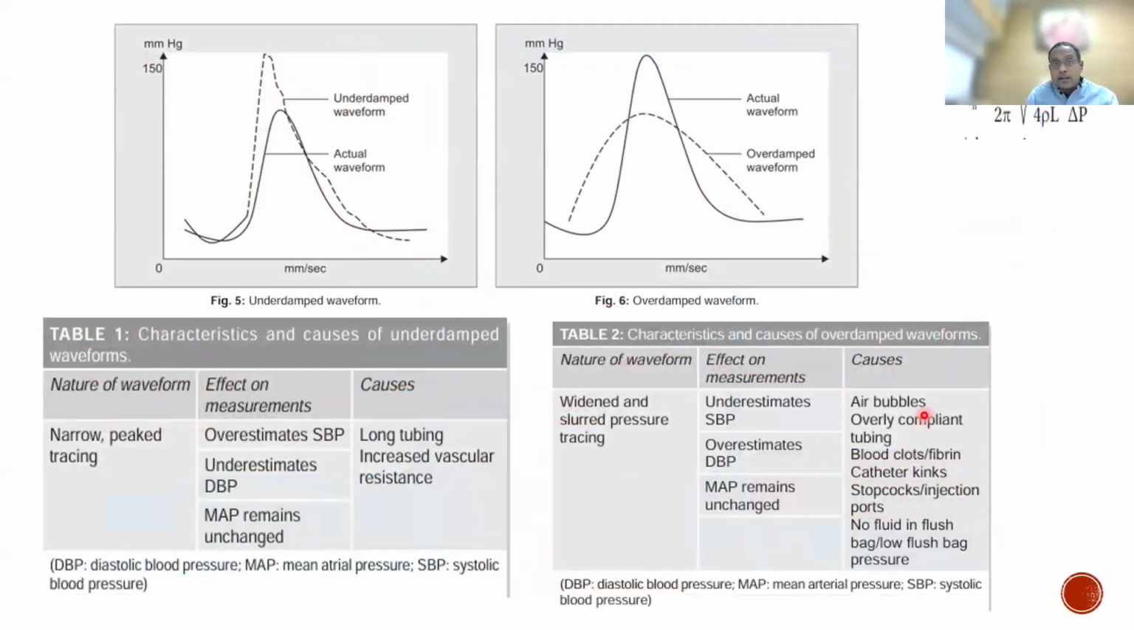Why the system is underdamped or overdamped, we'll see how we check the damping coefficient, how we'll check whether the system is working fine. But what is an overdamped or underdamped system? In an underdamped system, the systolic pressure will be high, the diastolic pressure will be low, the waveform will be narrow and peaked, while the mean arterial blood pressure remains unchanged.